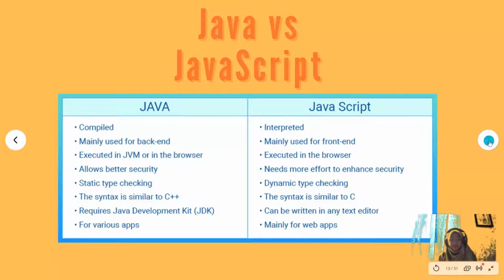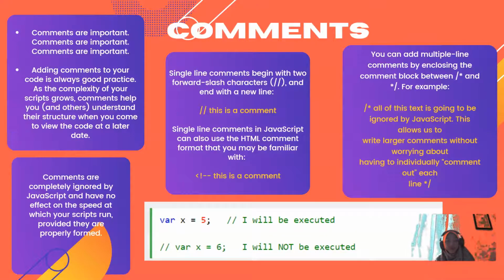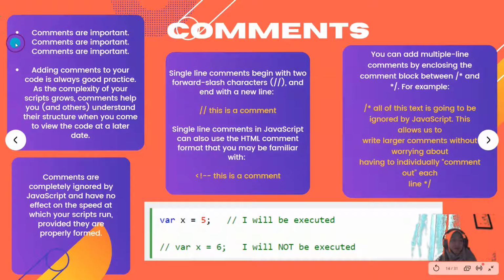Okay, next. Now we move to the code. What is the JavaScript code about? Before I show you the complete set of JavaScript code, we look at the comments that we have in JavaScript. Comments are important. Comments are important. Why do I repeat it three times? Because adding comments to your code is always good practice.